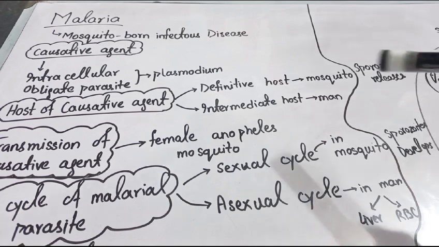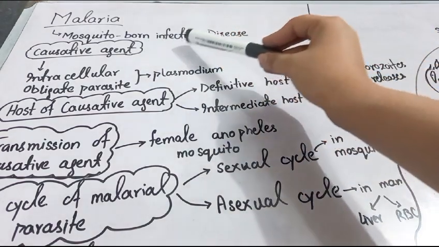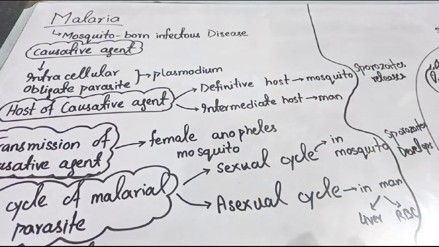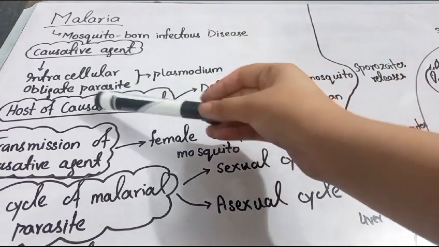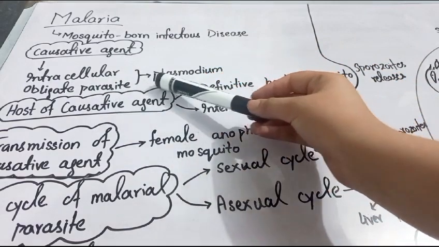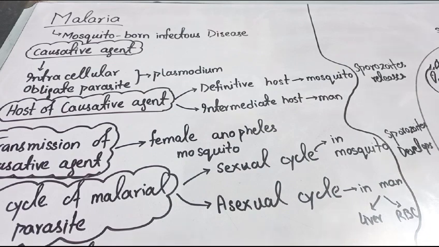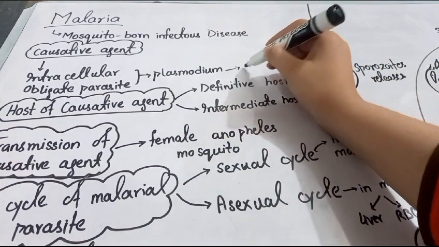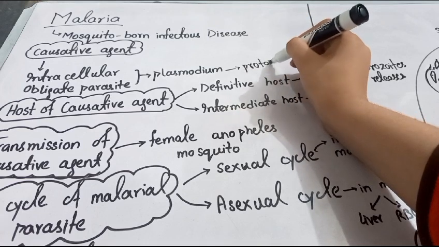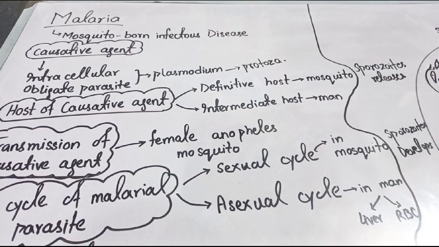Now, we discussed that malaria is a mosquito-borne infectious disease. Why do we call it a mosquito-borne disease? Because it is spread by a mosquito. Therefore, it is called a mosquito-borne infectious disease. But most people think that the mosquito is the cause of this disease. Its causative agent is not a mosquito; the mosquito is its transmitting agent. Its causative agent is an intracellular obligate parasite, Plasmodium. Plasmodium is a protozoa that comes under the classification of protozoa. It is considered a subclass of protozoa, the apicomplexans, which can also be called sporozoans.